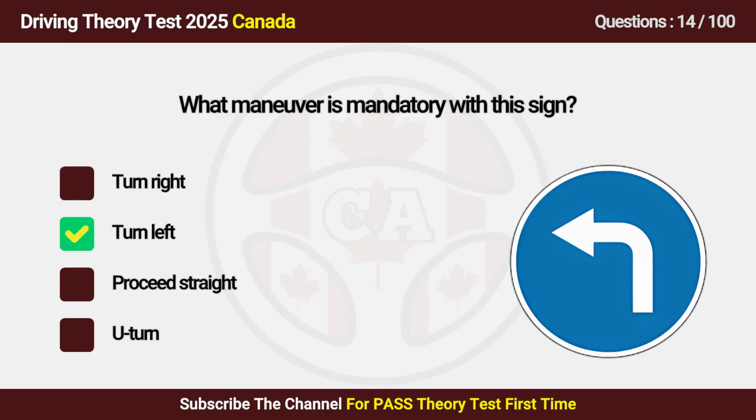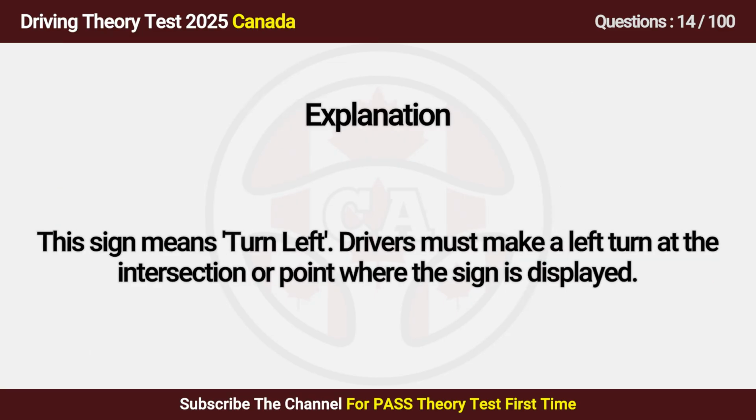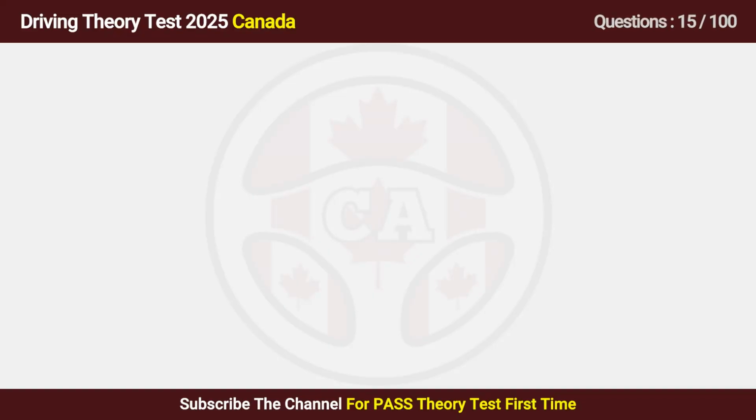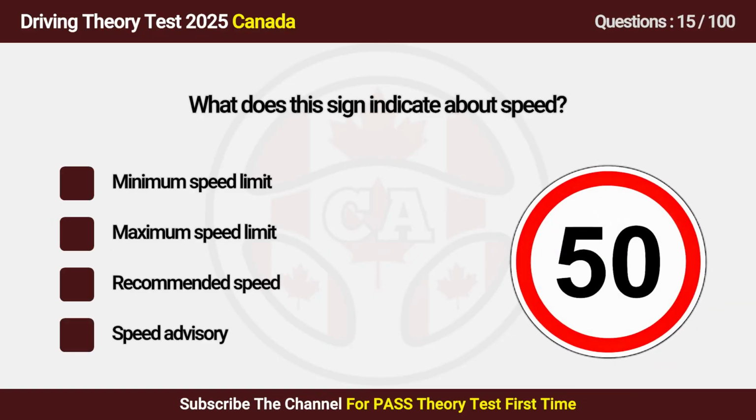Answer is B. Turn left. This sign means turn left. Drivers must make a left turn at the intersection or point where the sign is displayed. Question 15. What does this sign indicate about speed?